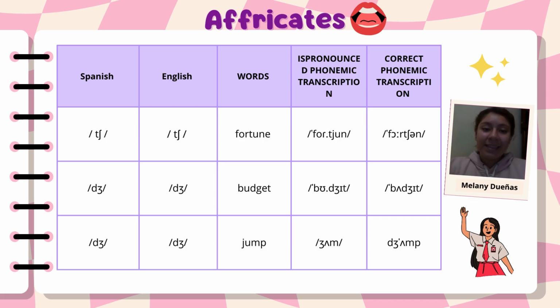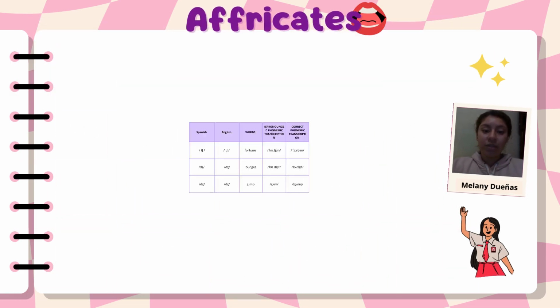Another word is budget. It's sometimes incorrectly pronounced. The correct way to say it is budget. Finally, we have jump. It's often mispronounced, but the proper pronunciation is jump.